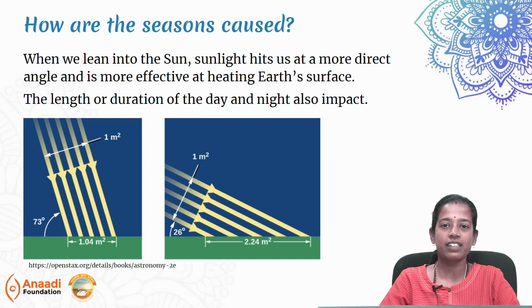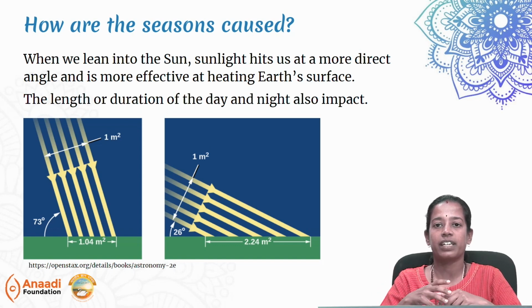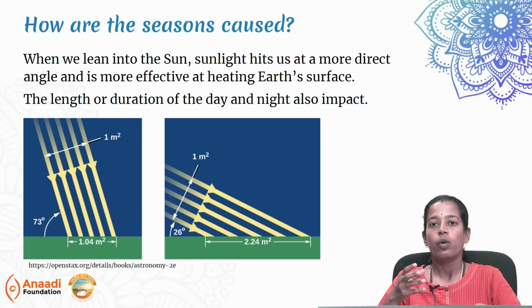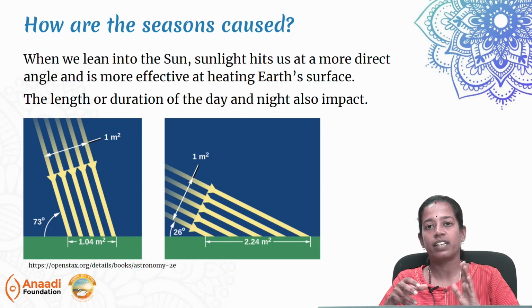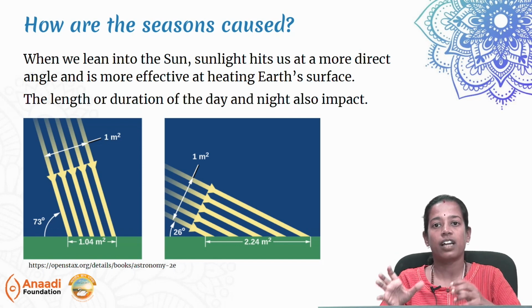The second factor that impacts the season is the length or the duration of the day. Across a year, the length of the day varies. For example, on an equinoctial day, the length of day and length of night will be equal, while on a solstice, the length of day might be higher and the length of night will be lesser if it is a summer solstice, while on winter solstice, the length of night will be larger than the length of day.